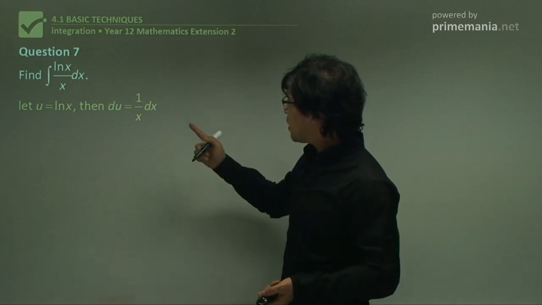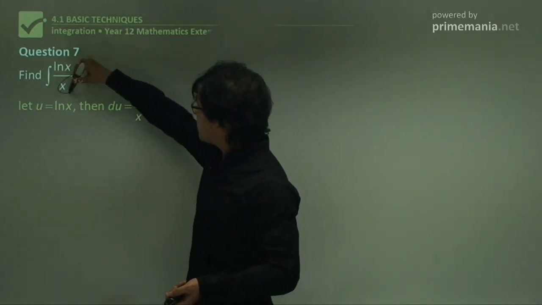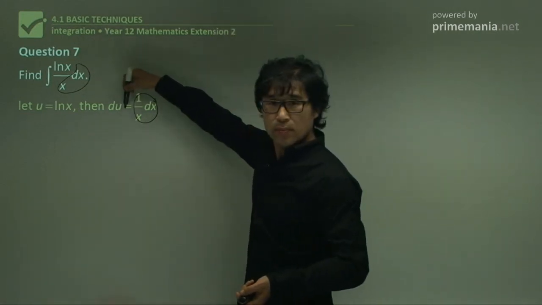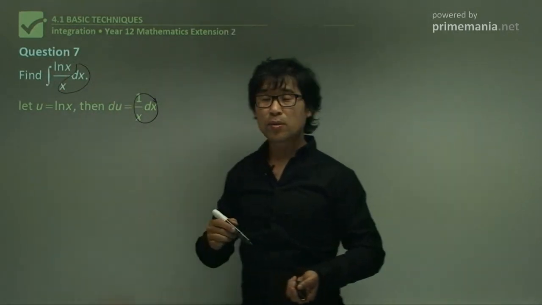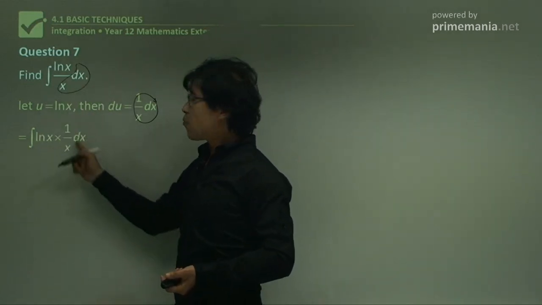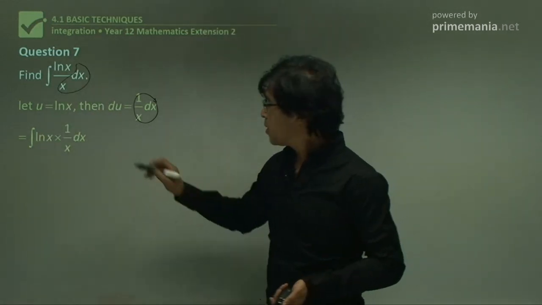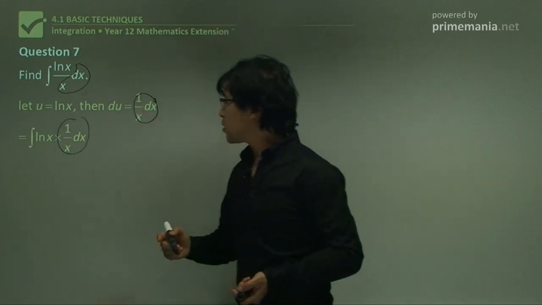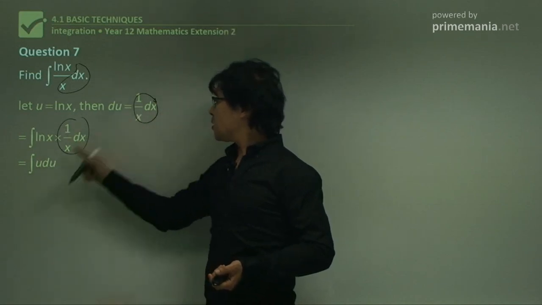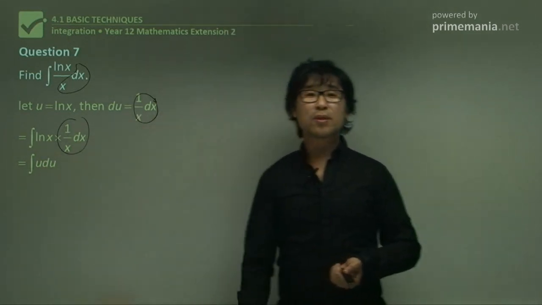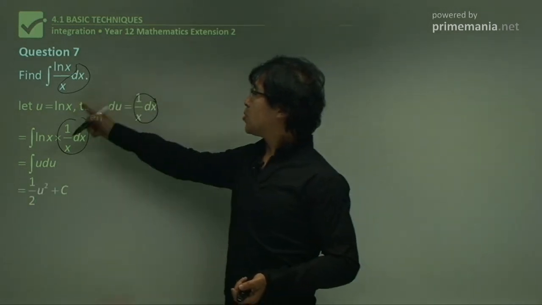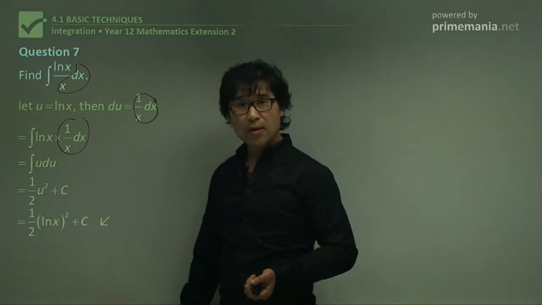So what you are seeing here, the dx is the same thing. We're going to replace everything by du, and ln x is replaced by u. So simple. Can you see this? ln x divided by x is ln x times 1 over x, the same as that. So ln x is u, and 1 over x times dx is du. It's a simple integration, which is half u squared plus c. Put u back into here and there will be the final answer.